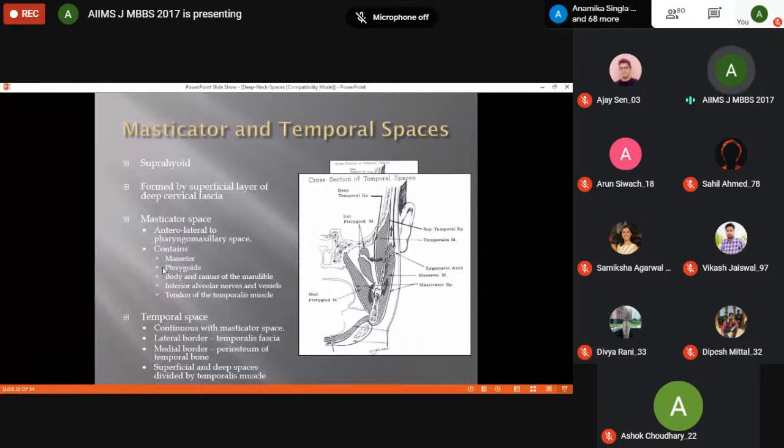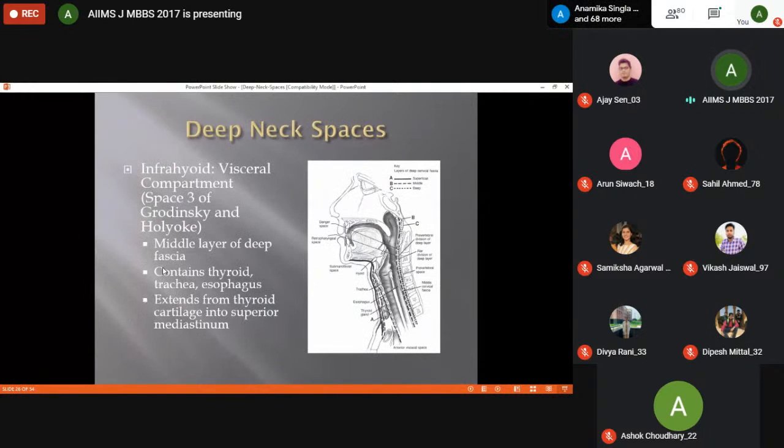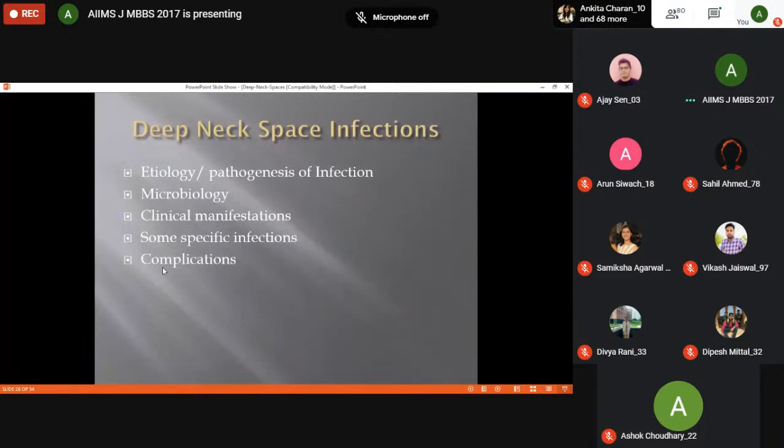Masticator and temporal spaces, I should not go deep into this. It will become more complicated. So these are some spaces. For you, there are 3-4 spaces which are very important. First is the retropharyngeal space, then the submandibular region, then the parapharyngeal space, and fourth is quinsy, which is very important at undergraduate level. And these are the most common neck space infections. So now we are clear with the anatomy.